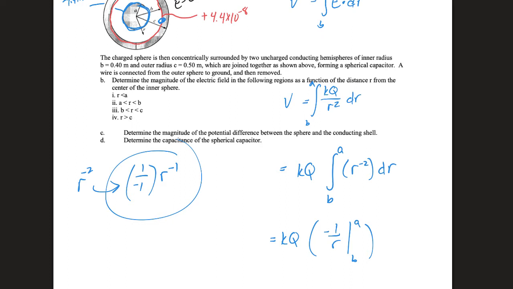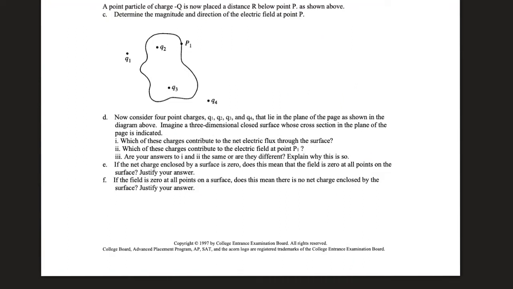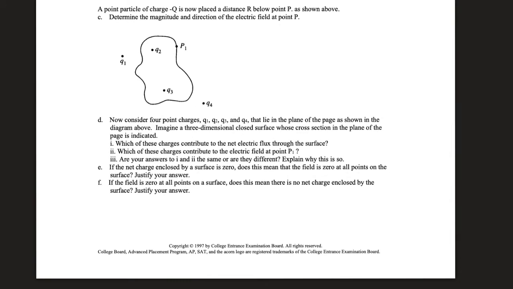All right, we have to stop there. It says, imagine a 3-dimensional closed surface whose cross-section in the plane of the page is indicated. All right, gotcha. So that's our Gaussian surface right here. And we're looking at this point in space, and we have 4 point charges. Fantastic. It says, which of these charges contribute to the net electric flux through the surface?